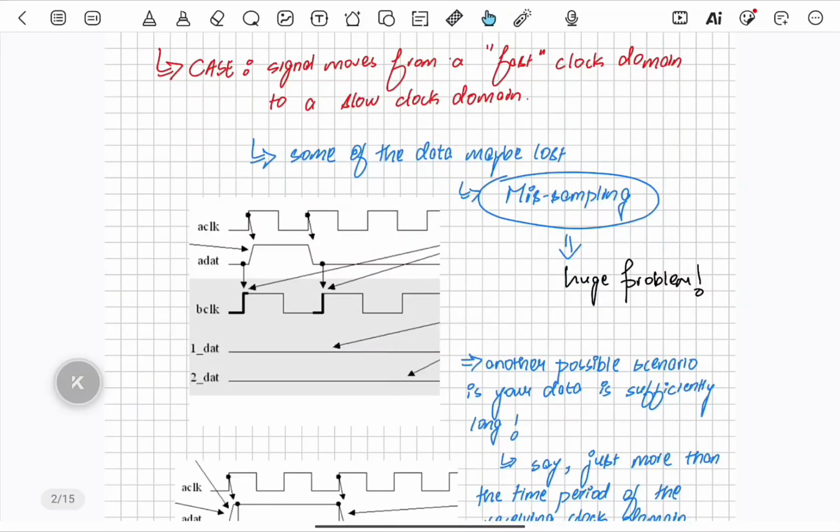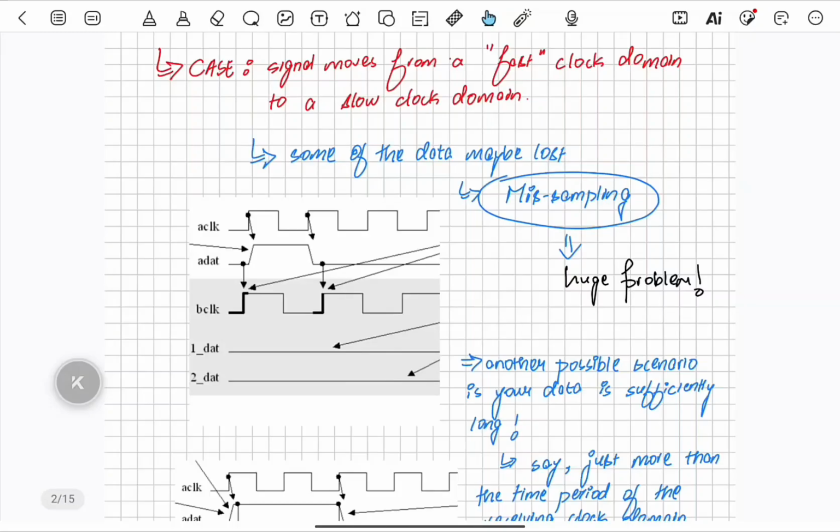What happens to a signal when it moves from a fast clock domain to a slow clock domain? Hello everyone. In this series of videos, we will be talking about the synchronization of signals when they're moving from a fast clock domain to a slower clock domain. If you have been watching this series of videos, then you know what a CDC is, right? So what happens when a signal moves from a very fast clock domain to a slower one?